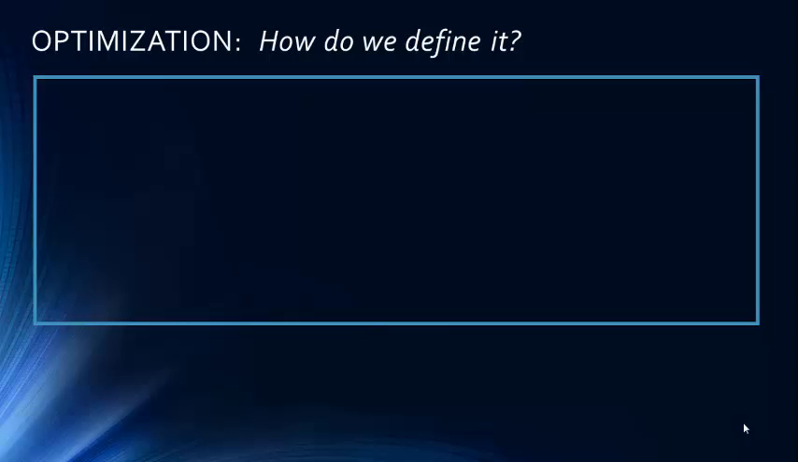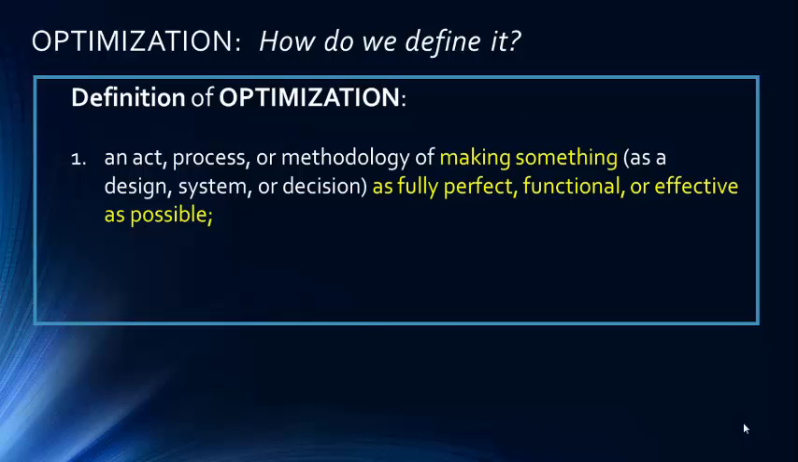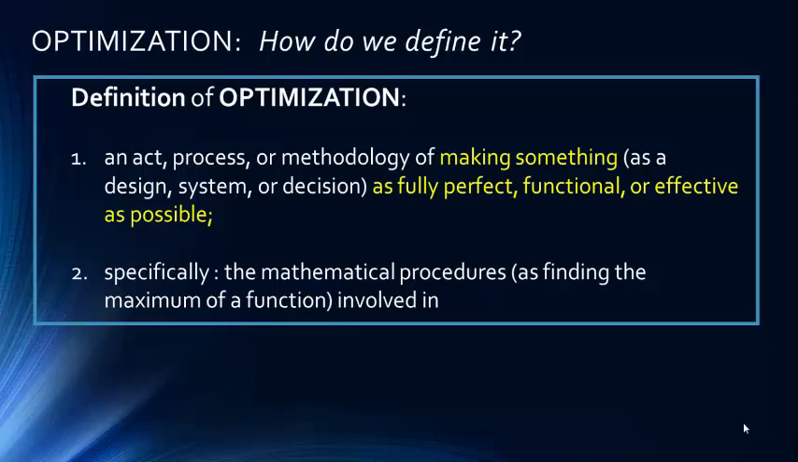So let's review what we defined as optimization. The actual definition of optimization is an act, process, or methodology of making something, such as a design, a system, or a decision, as fully perfect, as fully functional, or as effective as possible. Specifically, the mathematical procedure involved is finding the maximum or minimum of a function. So we've talked about this a little bit.